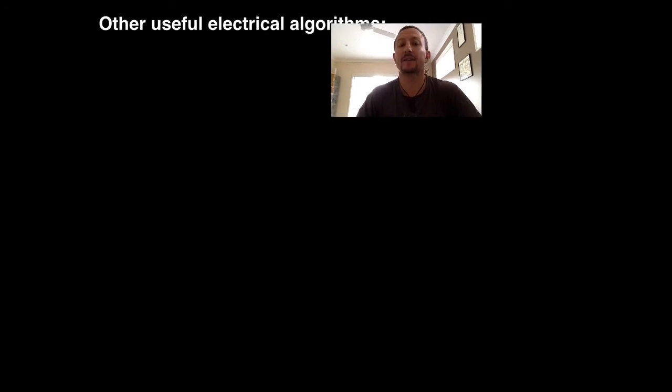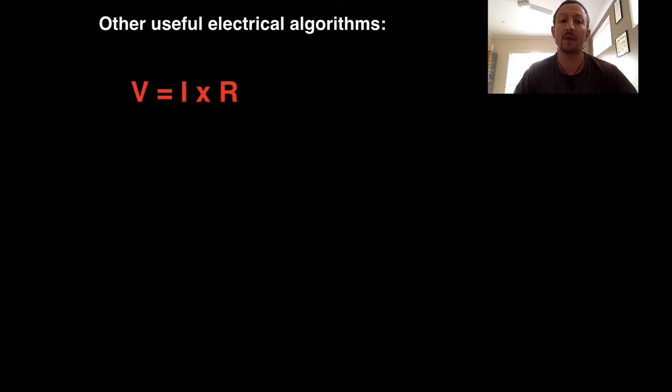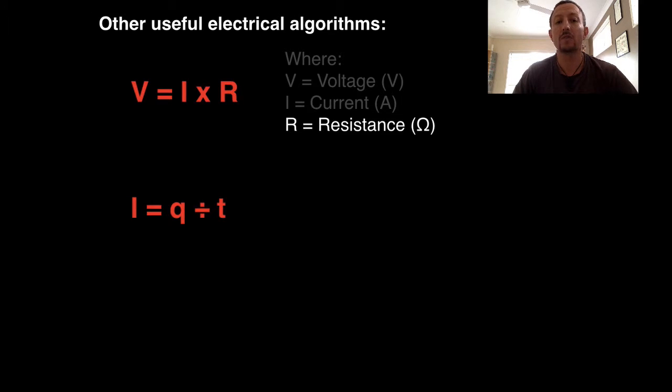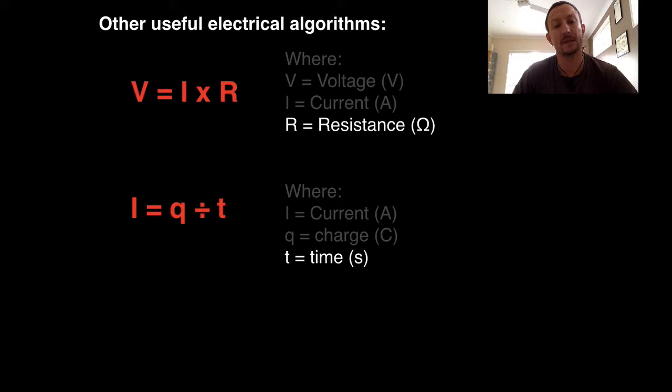Now, some other electrical algorithms, just to refresh your memory, is we've got V equals IR, where V is going to be the voltage, I is the current, and R is the resistance. I'm sure you learnt that earlier, probably in your middle school years. You've also got I equals Q over T, where I is going to be the current in amps, Q is the charge in coulombs, and T is the time in seconds.